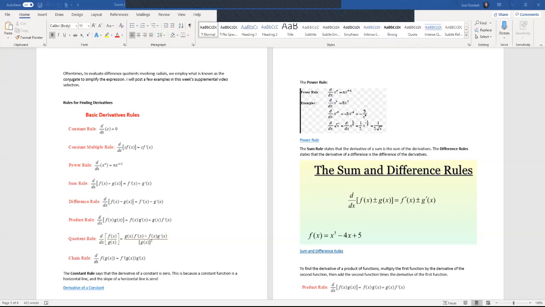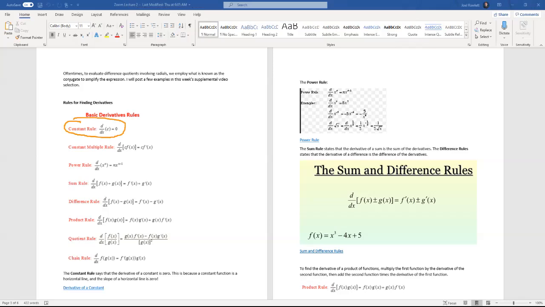The first rule is the constant rule. And the constant rule says that the derivative of any constant is 0. So think about what the term constant means. Constant means that the graph is neither rising nor falling. It's moving in a horizontal line.